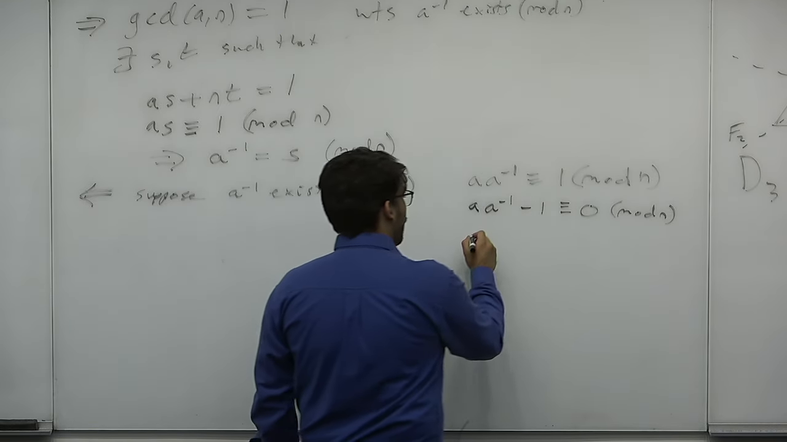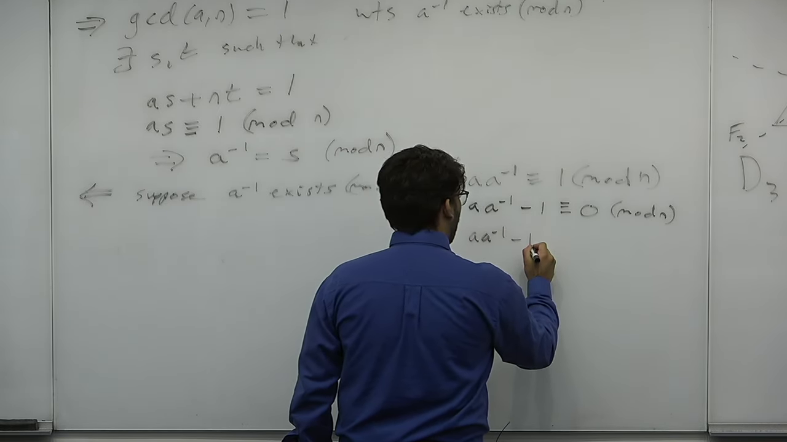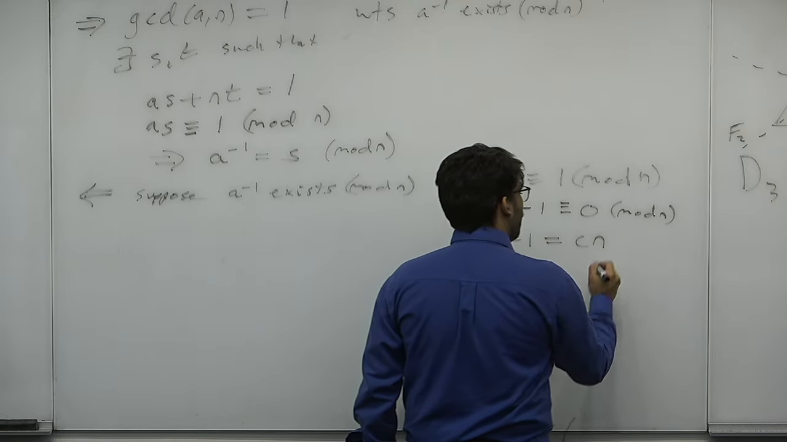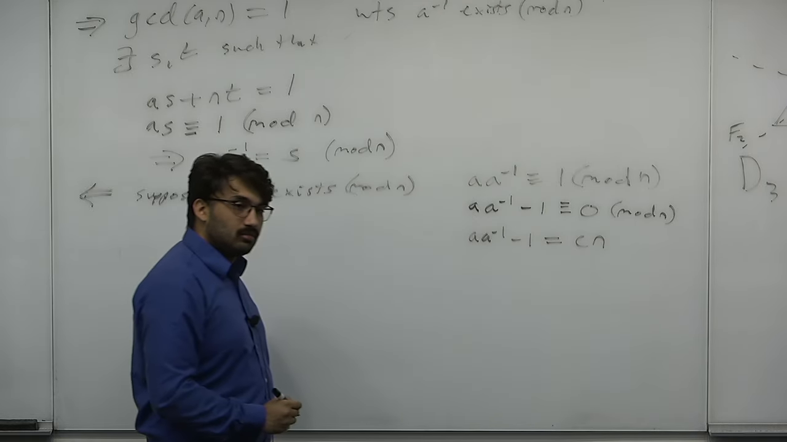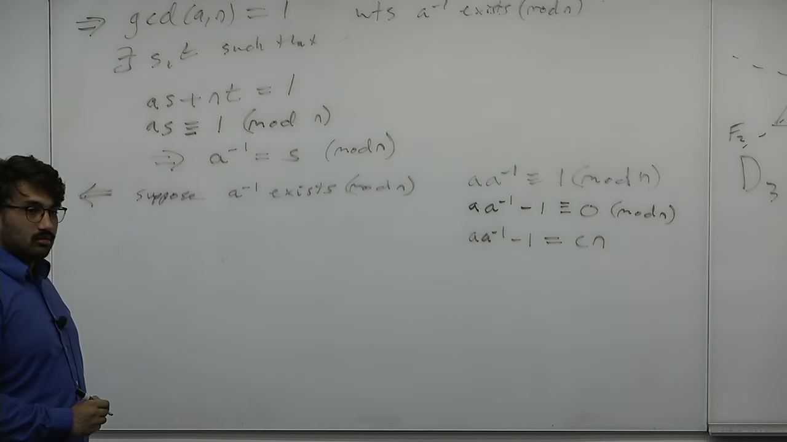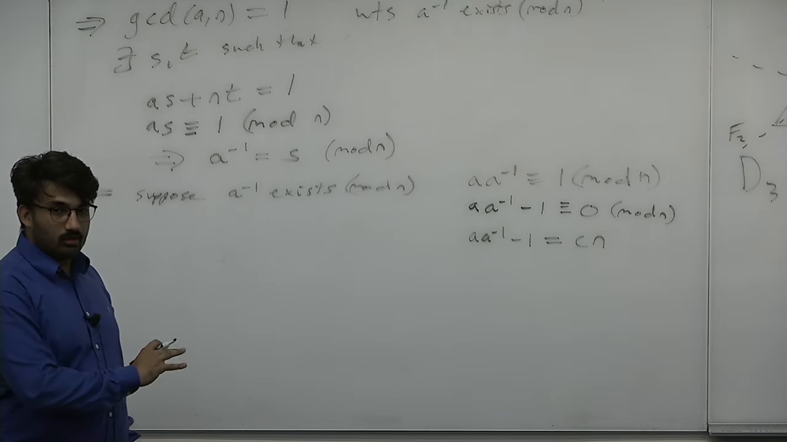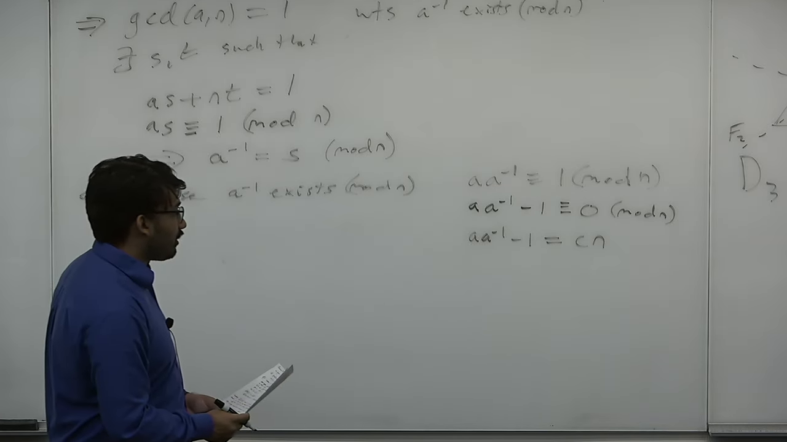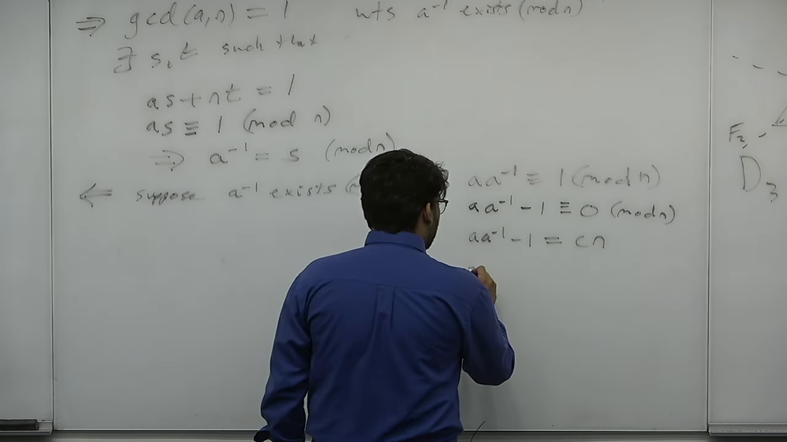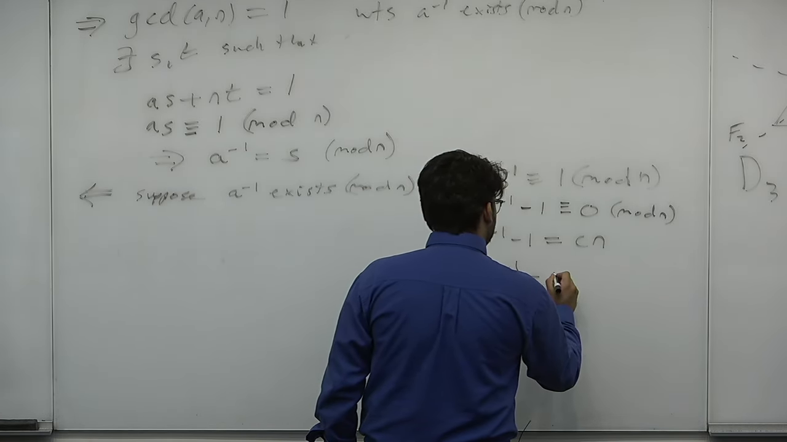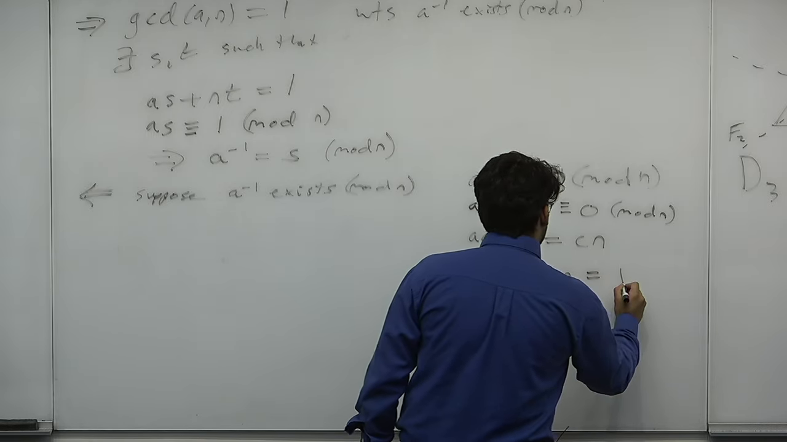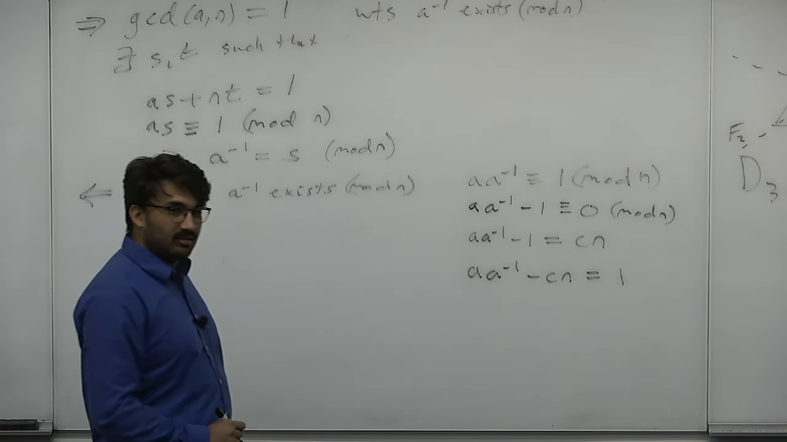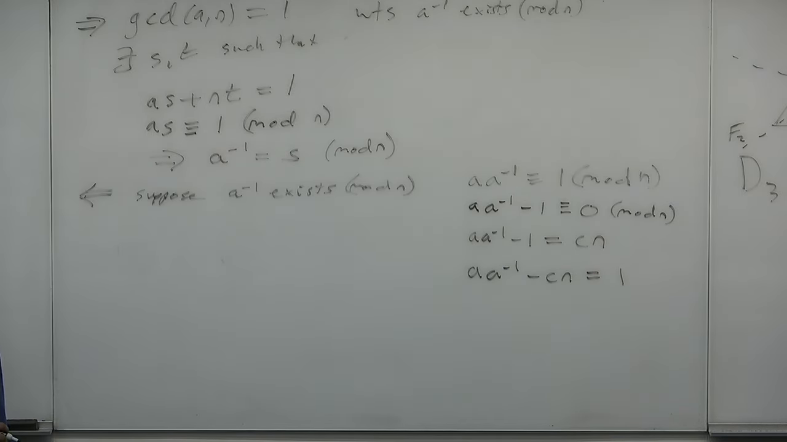That means that A A inverse minus 1 is equal to Cn for some c. Do we agree with that step? Working with the rules of modular arithmetic. From here, perhaps it's almost clear what you could say. We get A A inverse minus Cn is equal to 1. That's almost enough for us to apply Bezout's, right?